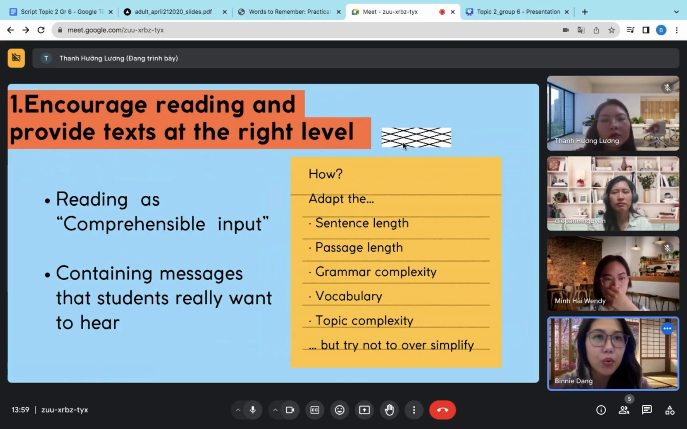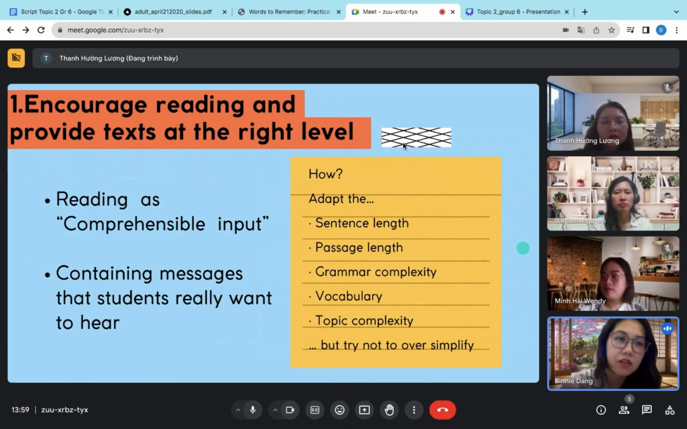When we choose a reading text for the students, we may be concerned about the sentence length and also the length of each passage in the reading text. We can base it on the grammar structures that we've taught the students, and be concerned about the complexity of the grammar and the vocabulary that they've learned, at the right level of the students, and also the complexity of the topic that we show the students. But we should not oversimplify the topic and the reading task, because we need the students to learn new knowledge also.